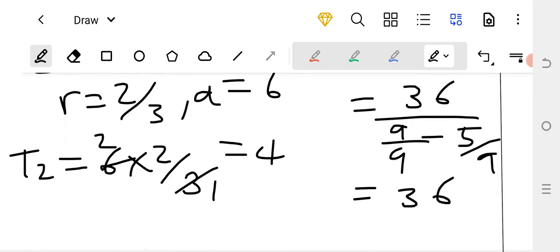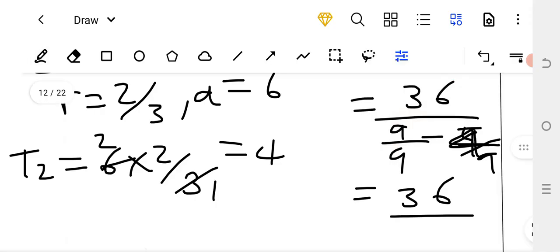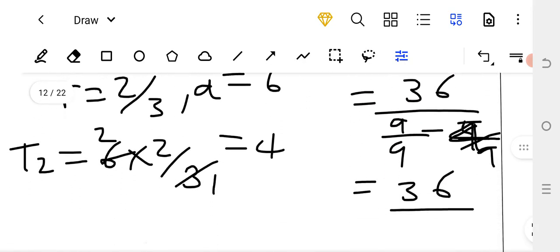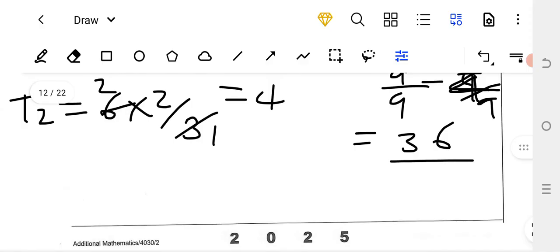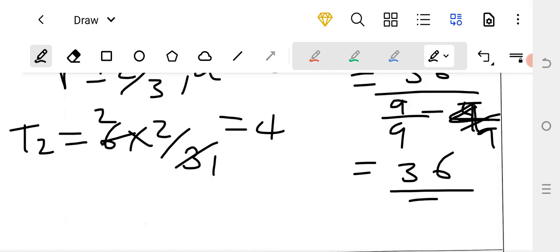36 to divide by here. It was minus 4 over 9, so here it was supposed to be minus 4. Take note, I already did the mathematics in my head, that's why I put 5 over 9. So 9 over 9 minus 4 over 9, you're going to have 5 over 9.